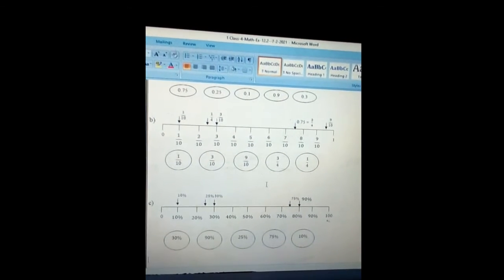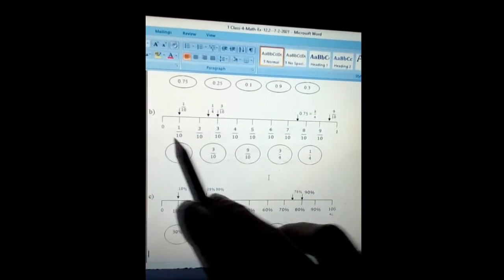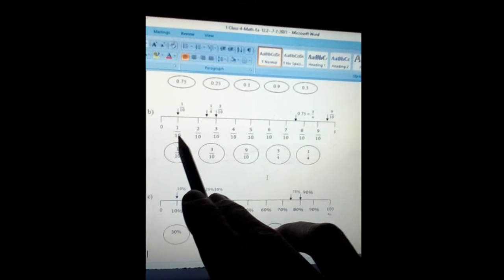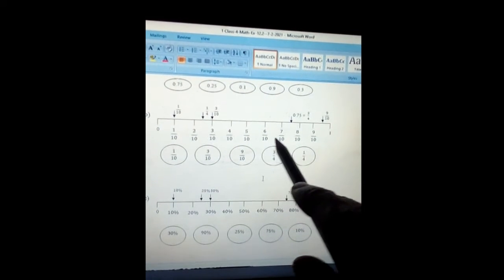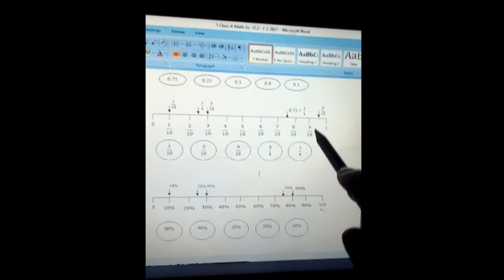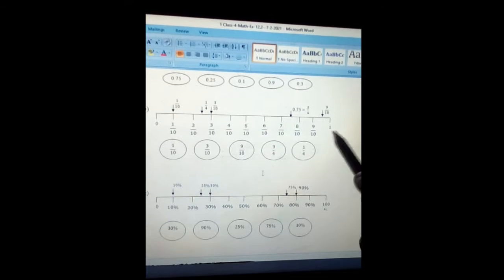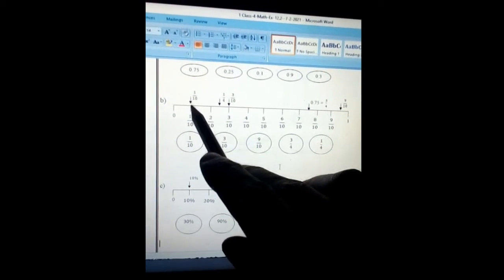Over here we have fractions. So the fractions go from 0 to 1. In between 0 and 1 there is 1 by 10, 2 by 10, 3 by 10, 4 by 10, 5 by 10, 6 by 10, 7 by 10, 8 by 10, 9 by 10, and 10 by 10, which is 1. So over here the first one to find is 1 by 10. So here, 1 by 10.